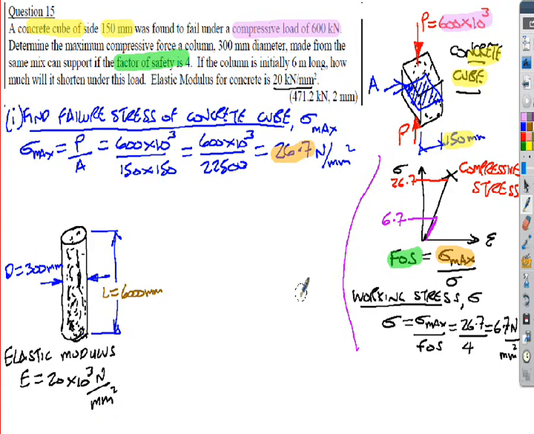What we've got to do is calculate the maximum compressive load that the column can take. So determine the maximum compressive load or force that the column can take. So P is an unknown value in this case. We don't know what P is going to be. Got to find P, and also we've got to find how much the column will actually shorten as well, something else we have to work out a bit later on. So how much will it shorten?